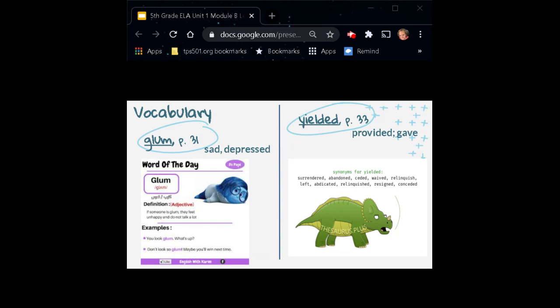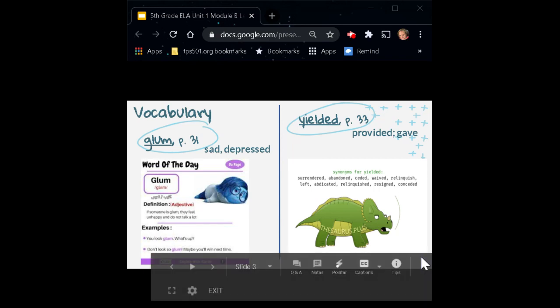Let's think of some synonyms. Surrendered, abandoned, ceded, waived, not waived, but given the right to. So let's see if those help us as we read more into our text. Remember, though, good readers will also see words they don't know and will also identify meaning using context clues, asking someone, or looking the word up in the dictionary or even the Google dictionary. They may even think of synonyms or antonyms to help understand the meaning better.